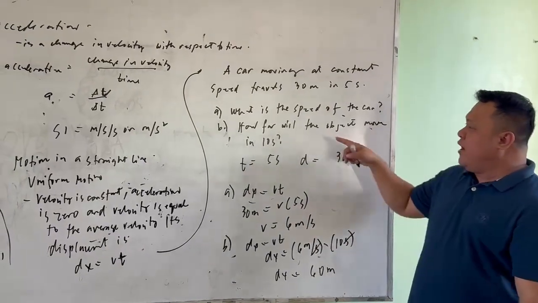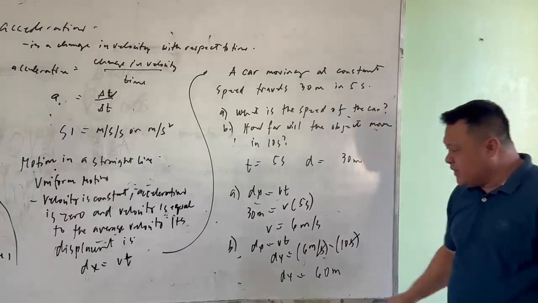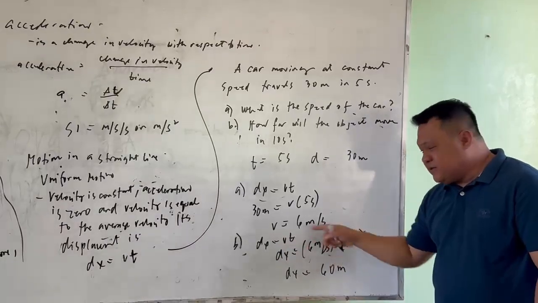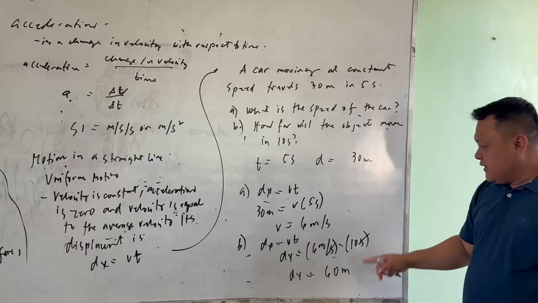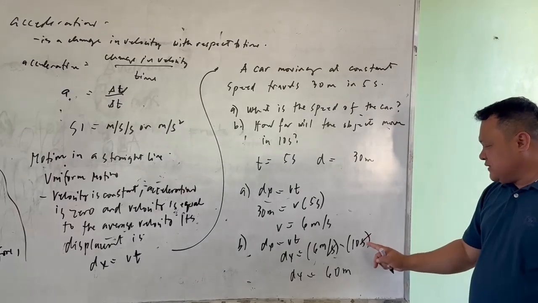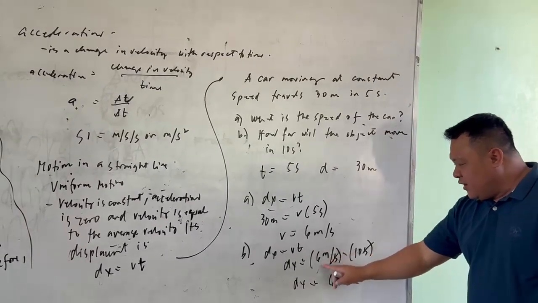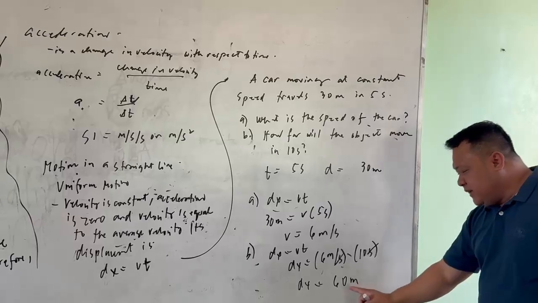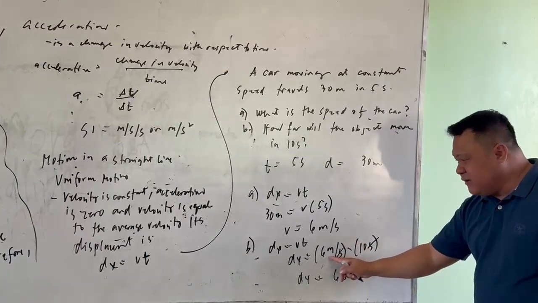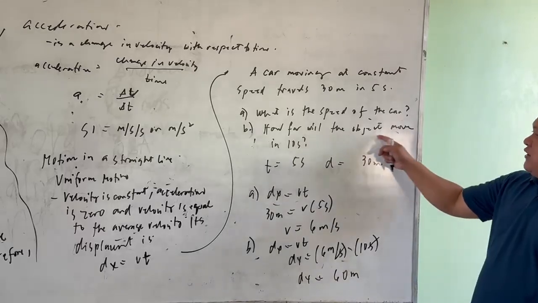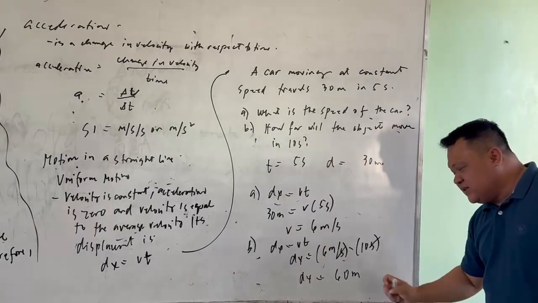For letter B, how far will the object move in 10 seconds? We have dx equals v times time. Our v is 6 meters per second and our time is 10 seconds. Therefore, velocity times time would be 60 meters. Cancel the seconds, so the remaining unit is meters. So the object will move 60 meters in 10 seconds.